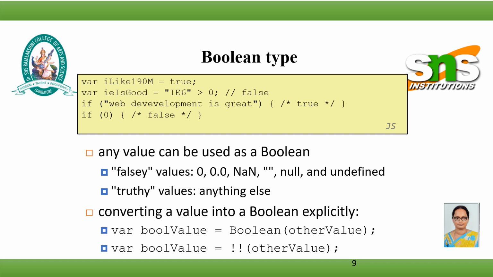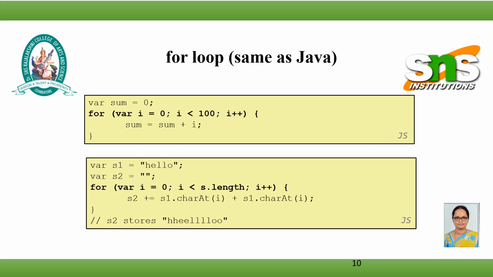Next, Boolean type. Any value can be used as a Boolean type. For example, 0, 0.0, NaN, null, two double quotes. If we are specifying like this, anything can be treated as a Boolean value. So it accepts all the things.